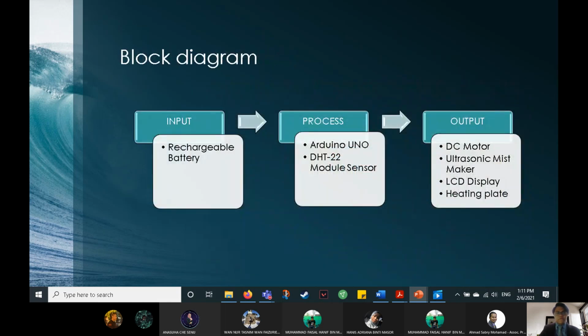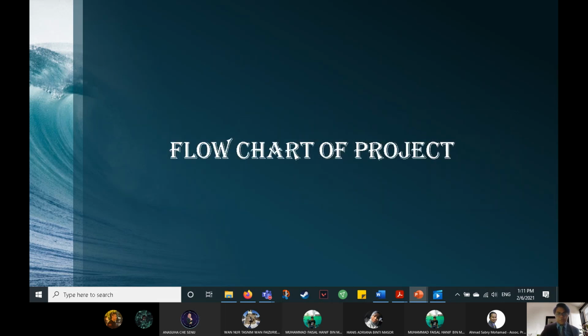So the block diagram: the input is a rechargeable battery. The process is Arduino Uno and DHT22 module sensor, and the output is DC motor, ultrasonic mist maker, LCD display, and heater plate. So I will explain in the flowchart.